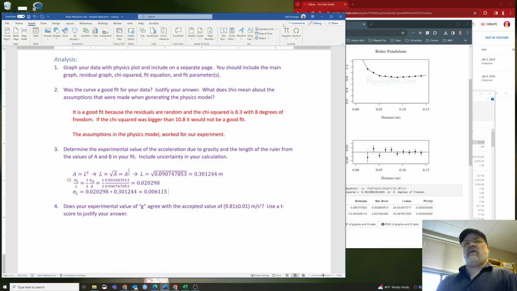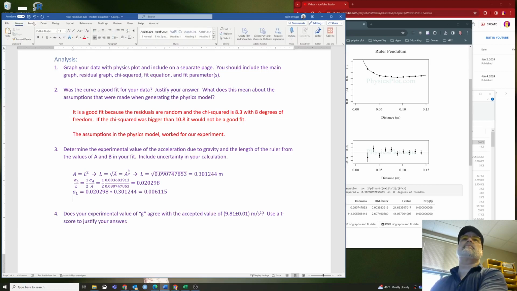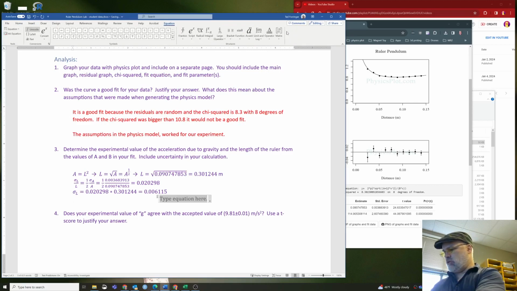Okay, so we've calculated L, we've calculated the uncertainty in L, and now we're ready to write down L. I hope you're watching this in 2x. L equals 0.301244 plus or minus 0.006115 meters.